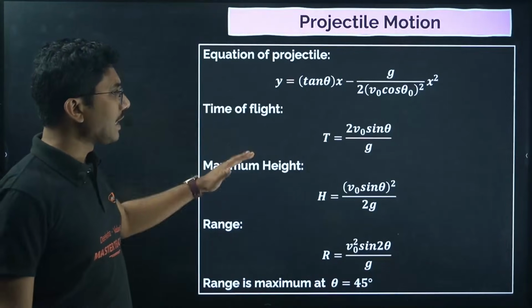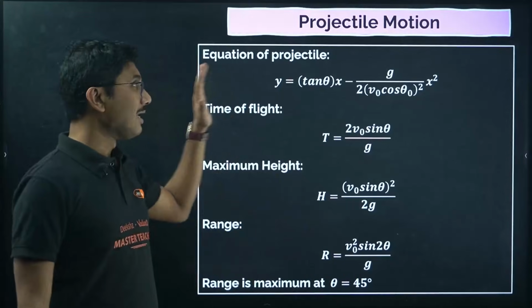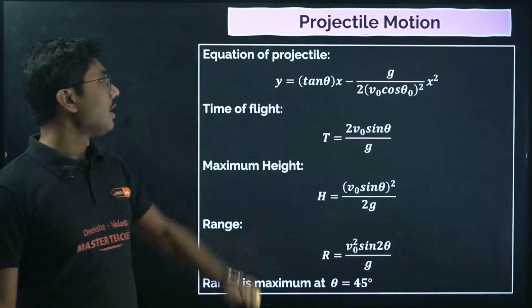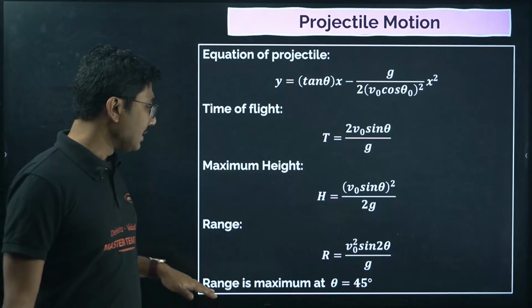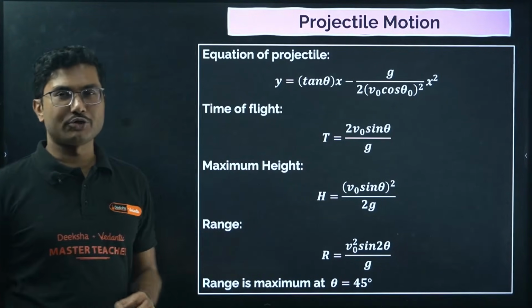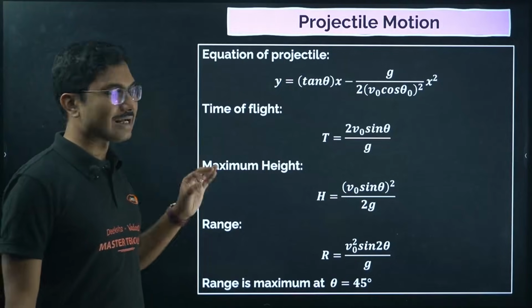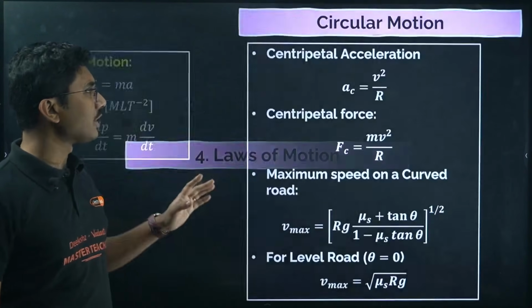Next, projectile motion. All the projectile motion related formulas are listed over here, including the equation of a projectile, time of flight, maximum height, range. Then, range is maximum for 45 degrees. So if you want to revise all the projectile motion related formulas and concepts, you can revise them through this formula sheet alone.